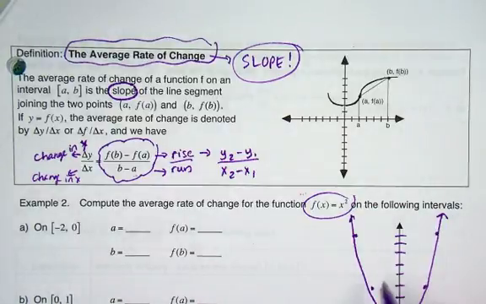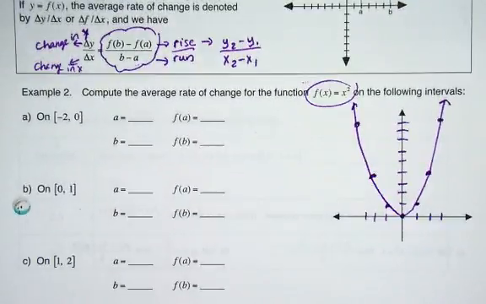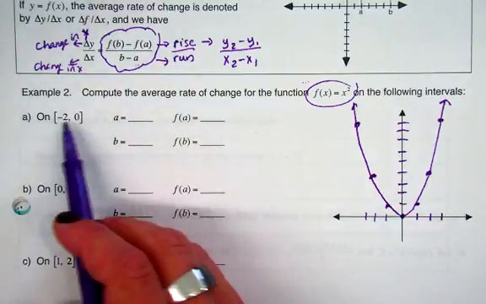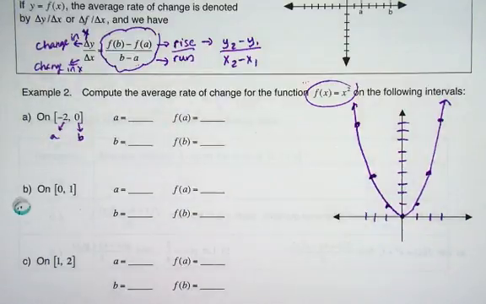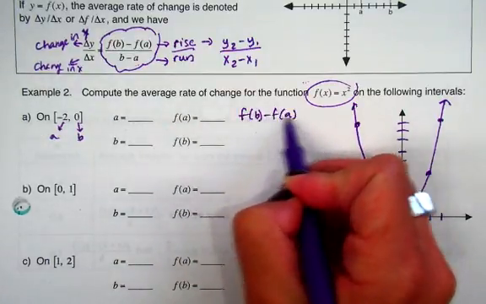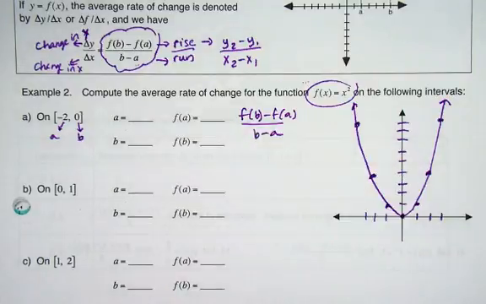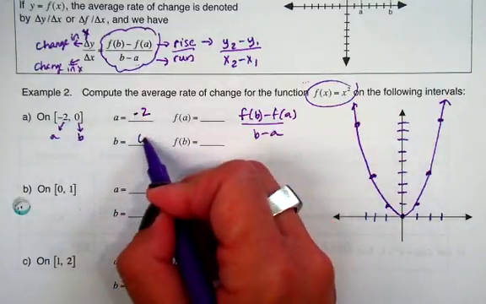Now, this is kind of the first time you're taking the slope of something that's not a line, right? We know how to find the slope of a line. But really, on a curve like this, you're finding the slope the same way. You're doing the change in y over the change in x. So if I go from the interval from negative 2 to 0, that's your a and your b. Okay? So literally, you're going to do f of b minus f of a over b minus a. Well, a is just negative 2, b is 0.